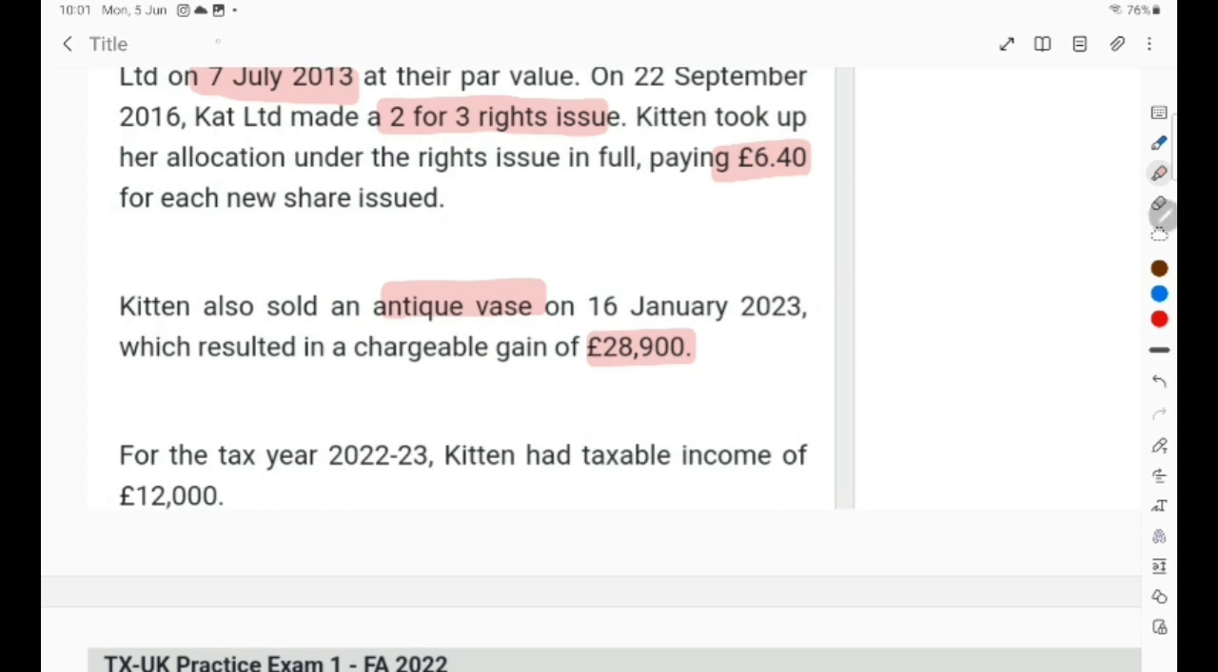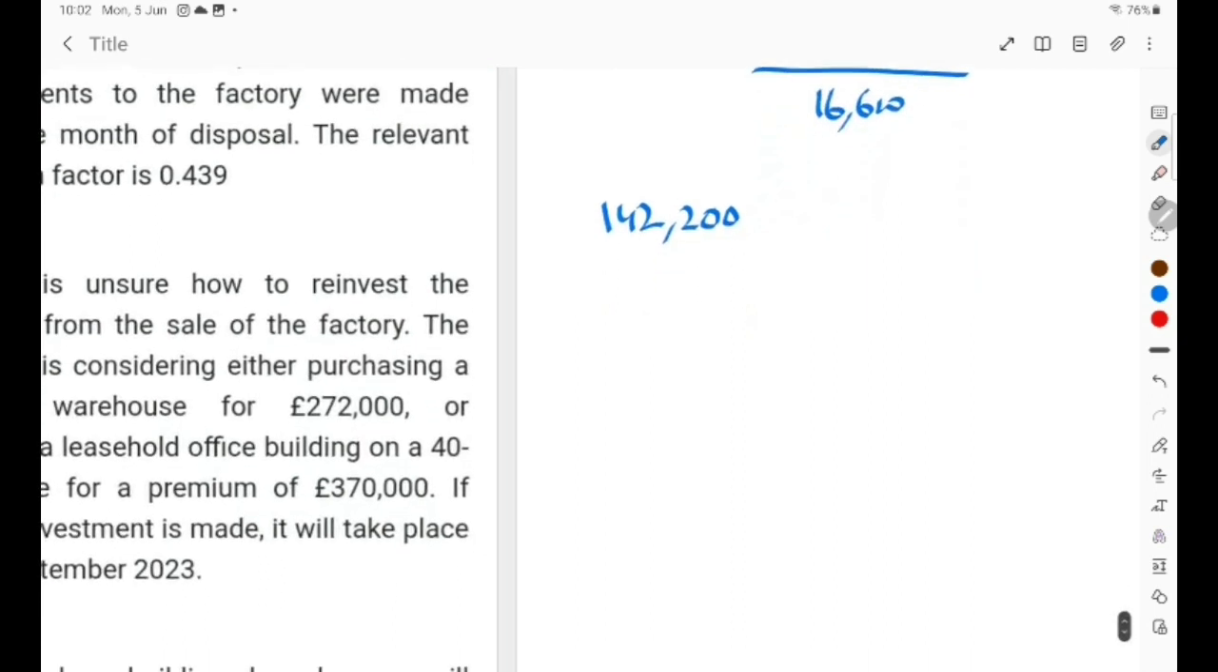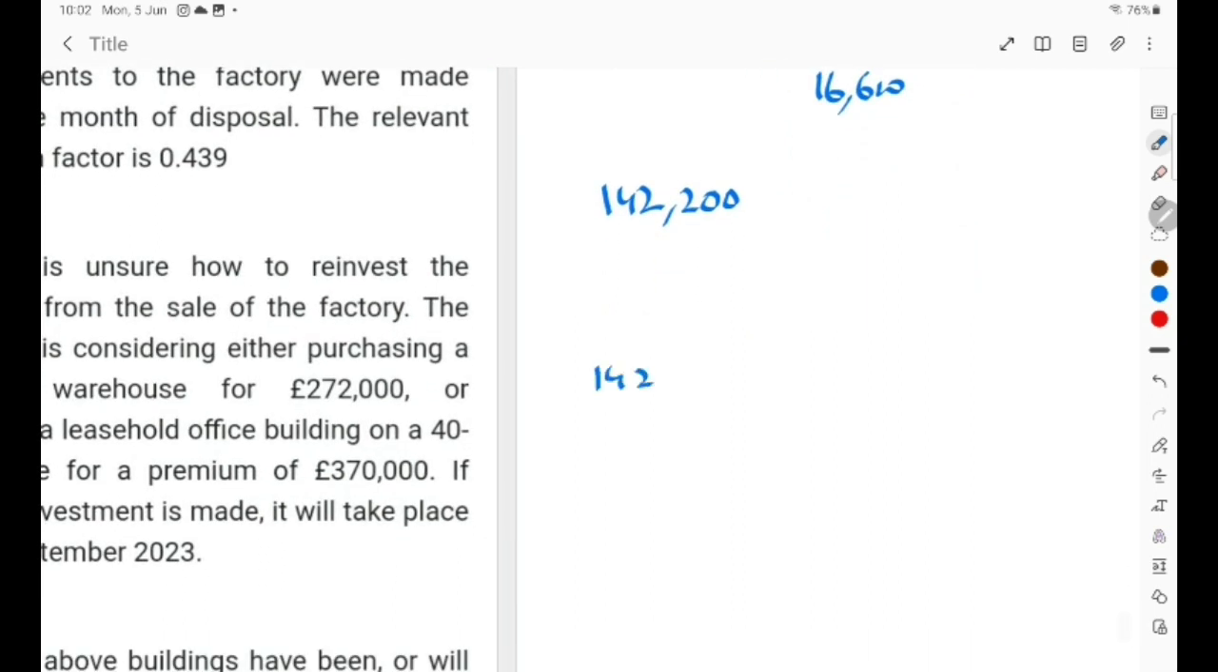So 28,900 is the gain on the vase, which won't qualify for business asset disposal relief. As per the rule, first we have to deduct the annual exemption of 12,300 from this, and this will be 16,600. Then the gain that qualifies for business asset disposal relief is 1,42,200. So first we have to charge tax on the business asset disposal relief gain. This is 10%.